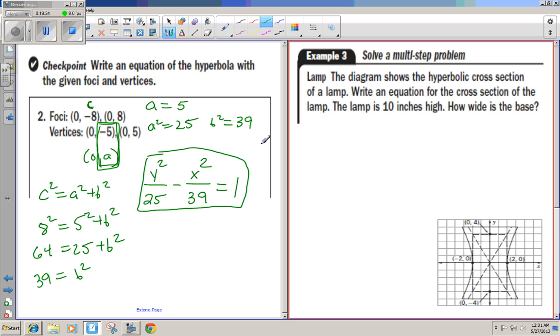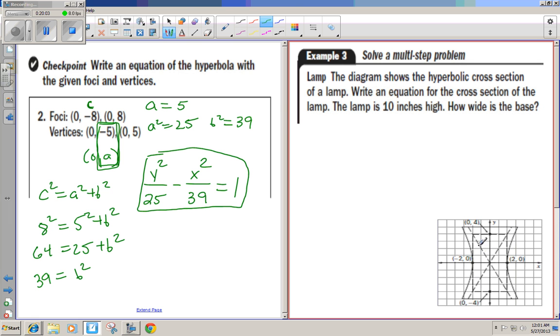This is a diagram, or this is a multi-step story problem. The diagram shows a hyperbolic cross-section of a lamp. Write an equation for the cross-section of the lamp. The lamp is 10 inches high. How wide is the base? So it involves a hyperbolic lampshade, and it gives us some of the information here.